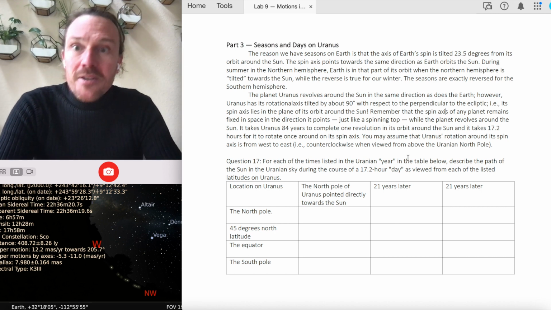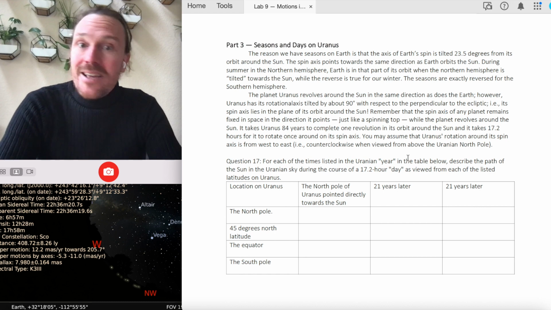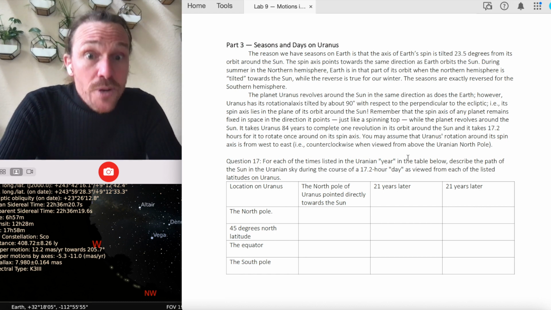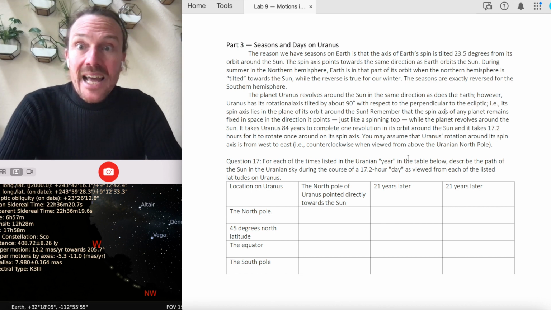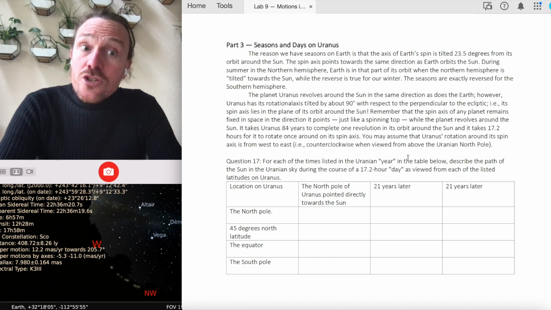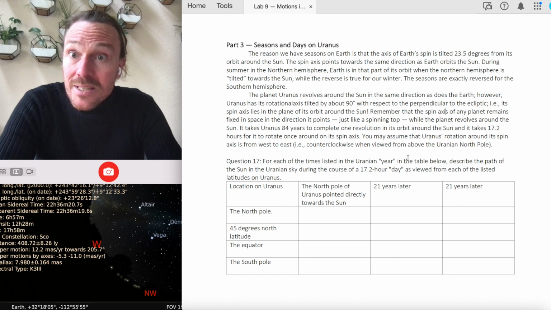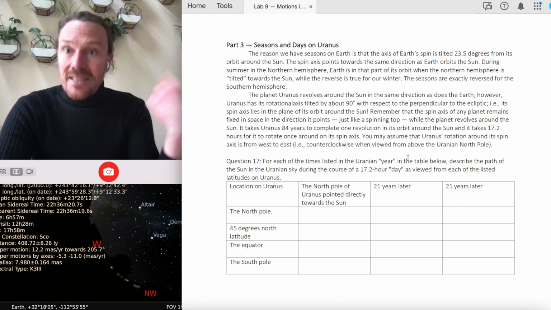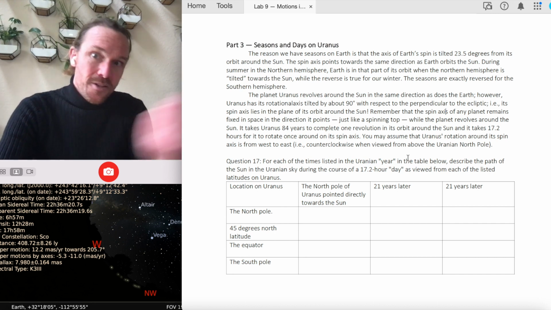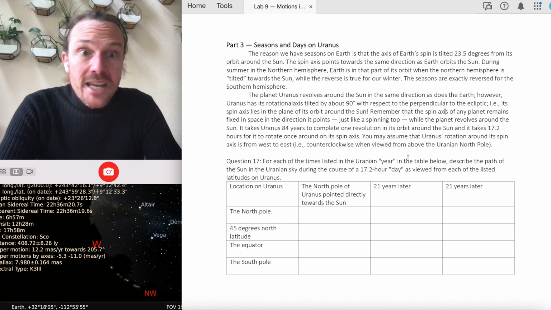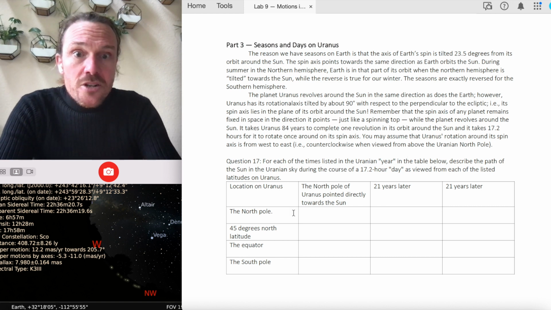I really truncated this part, because the lab is running long anyway. And that's question 17. For each of the times listed in the Uranian year, I had to look up what the adjective for Uranus was, but it's a Uranian year. In the table below, describe the path of the sun in the Uranian sky. So what would someone see? Like I was talking about just now, I gave away one of them: the idea of the sun tracking around and just being above the horizon, but moving all the way around through the duration of a day. All right, and that's the kind of thing you're going to answer here.